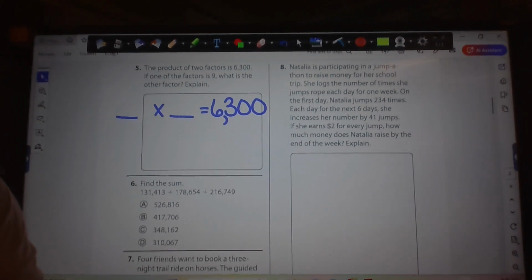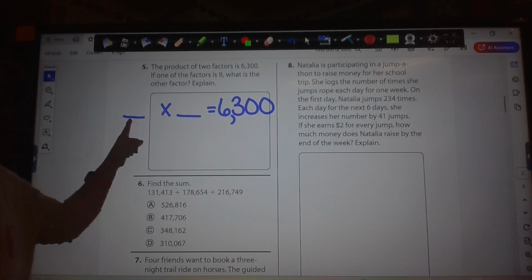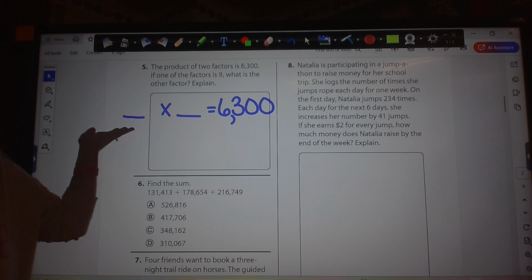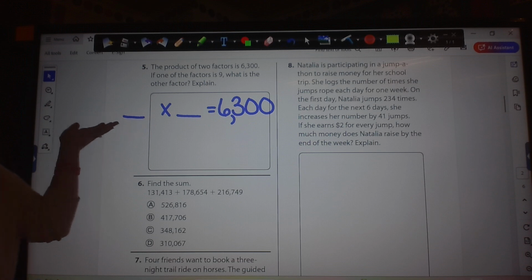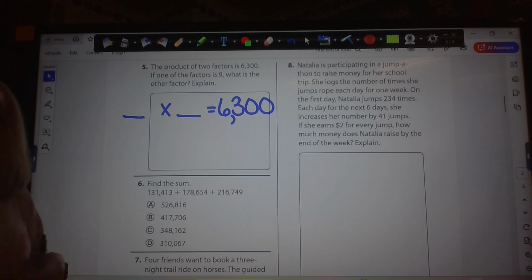Okay, so where am I going to put 9? In one of those, right? Does it matter which one? Actually, no, because of the what property? Ooh, yes.